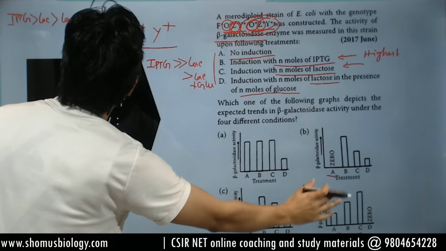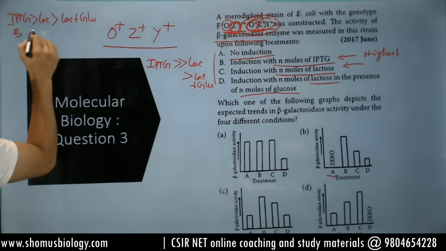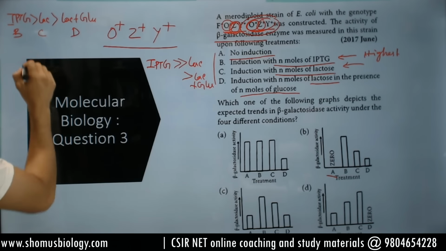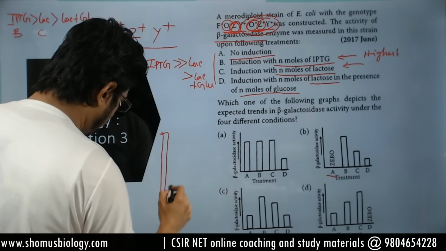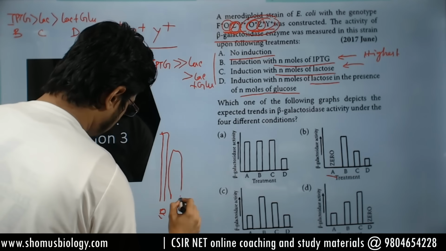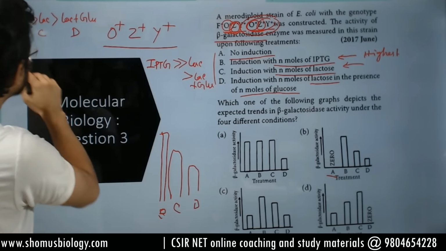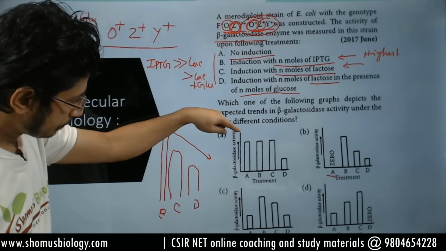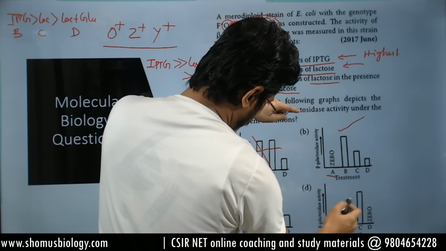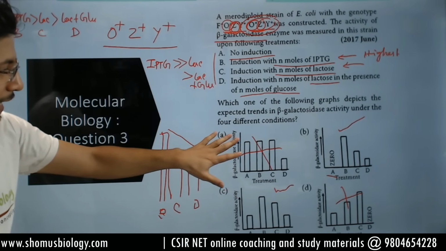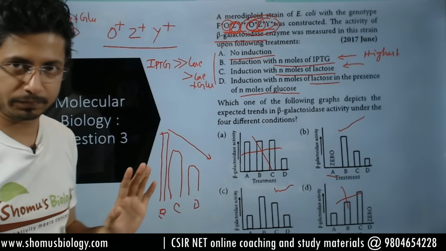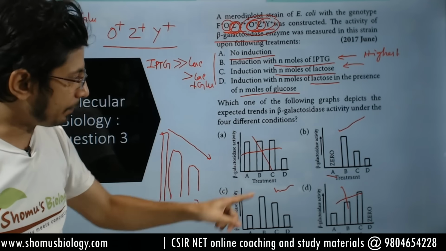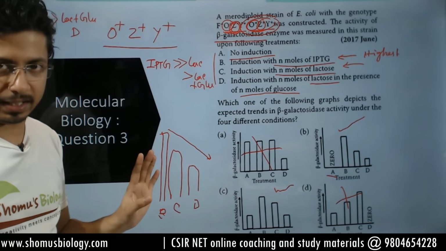So if you are looking at the graph, IPTG is B, lactose is C and D is both. What we can see in the graph is that B should be maximum, then C, then D. So let's look at the graph where we have this pattern: B highest, then C, then D. Now we can cancel two of the graphs out just by knowing these three statements, B, C and D. Now between the two, one is the correct answer.